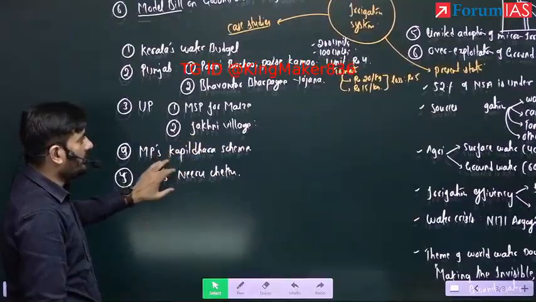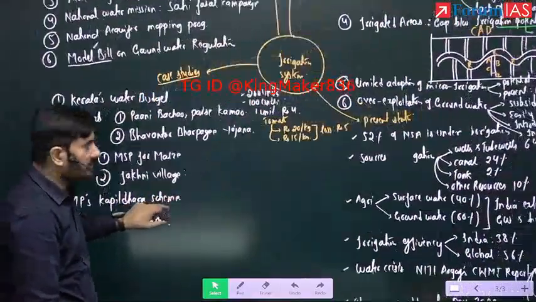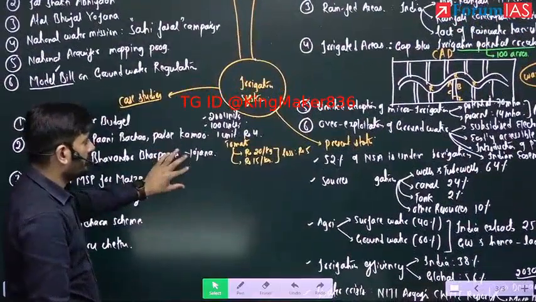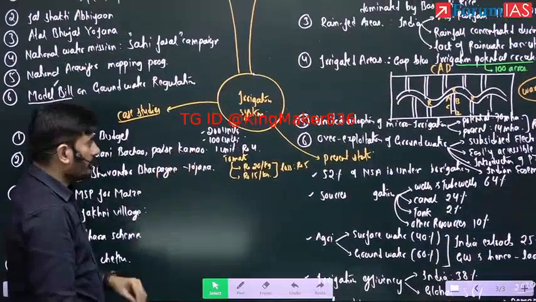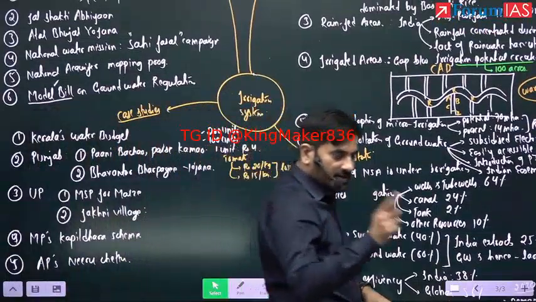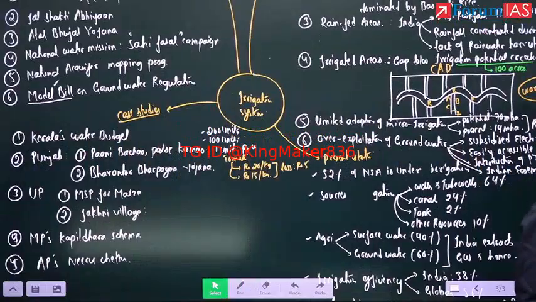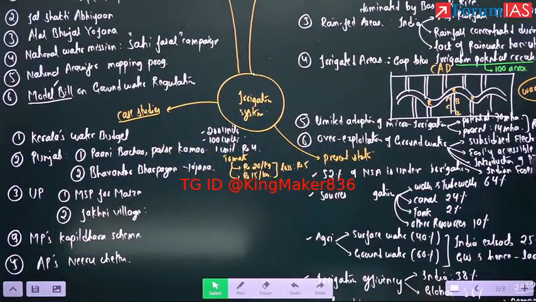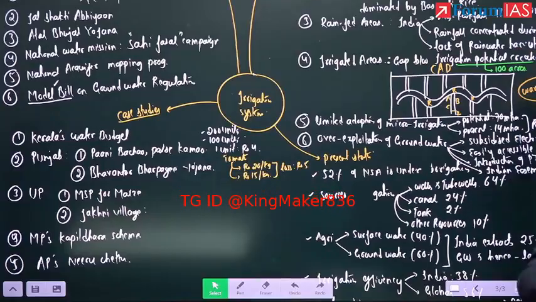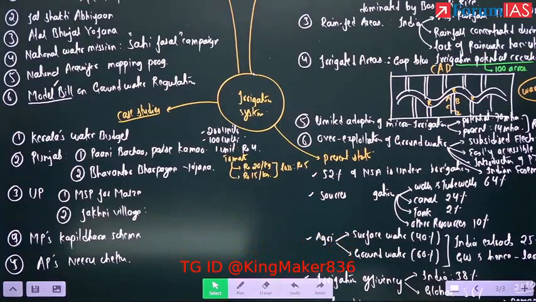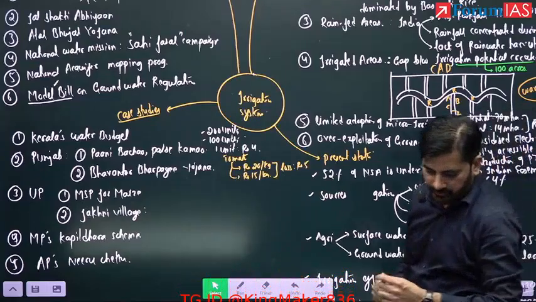Last part is about the strategies, right? Strategies. Okay, under the strategies, the first point, demand side strategies. In the bracket, you can write: reducing the demand for water.